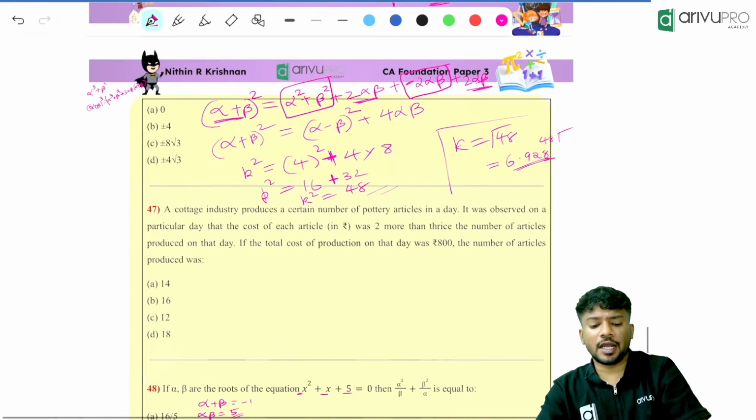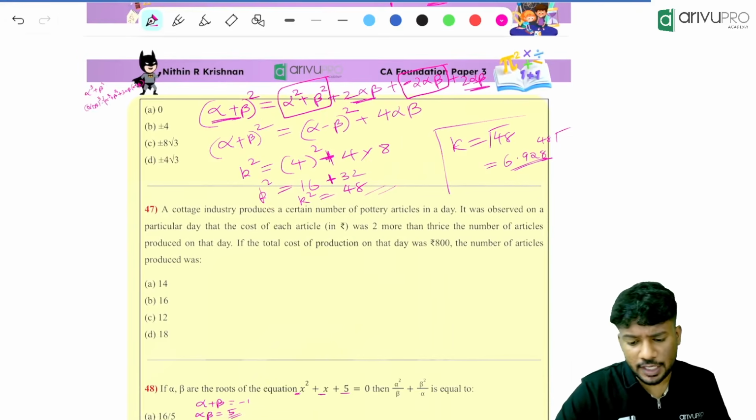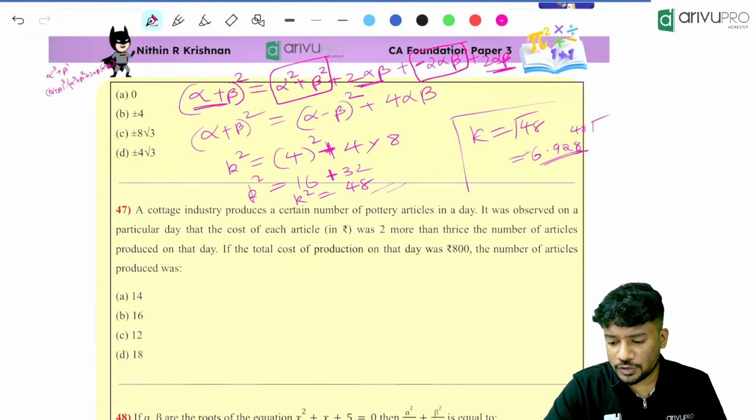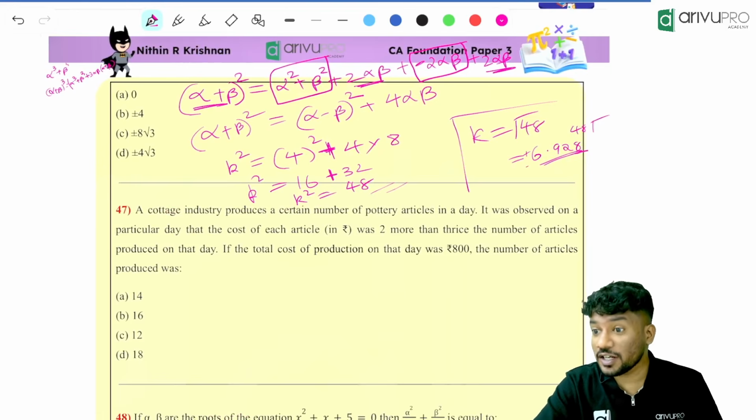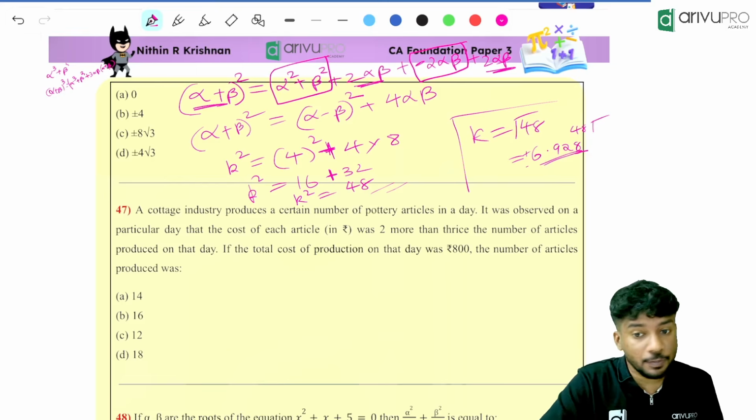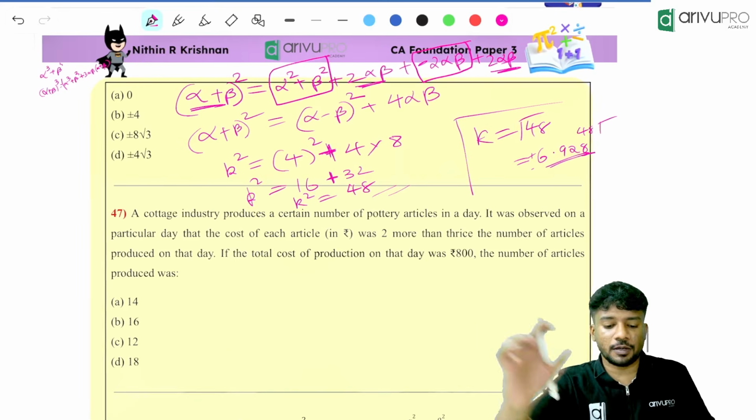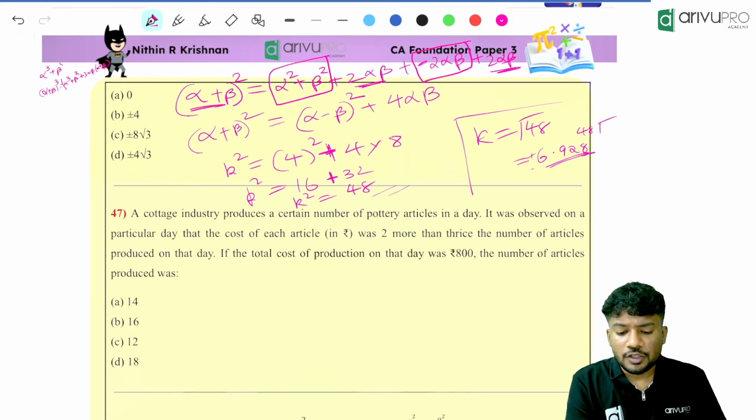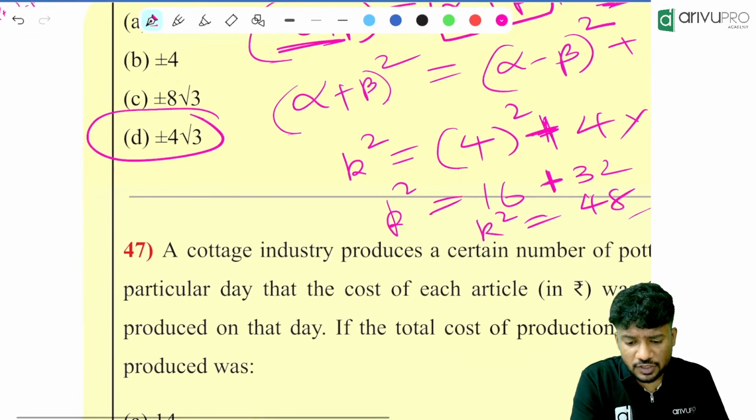6.928. Okay. Now looking at the options, which option is giving you the answer? Actually, plus or minus is also there. Yesterday I told you, whenever k square is there, the root will be either plus or minus. Tell me which option? D. Yeah. So how to check whether option D is correct or not?